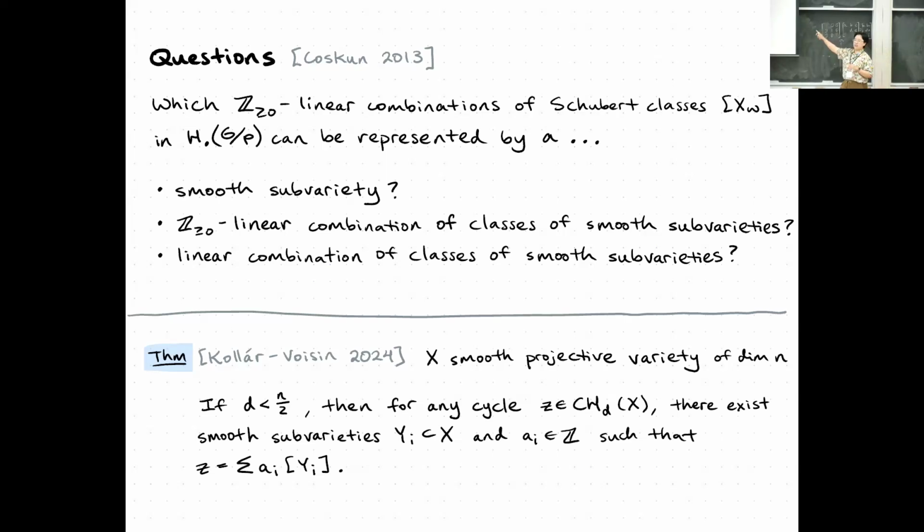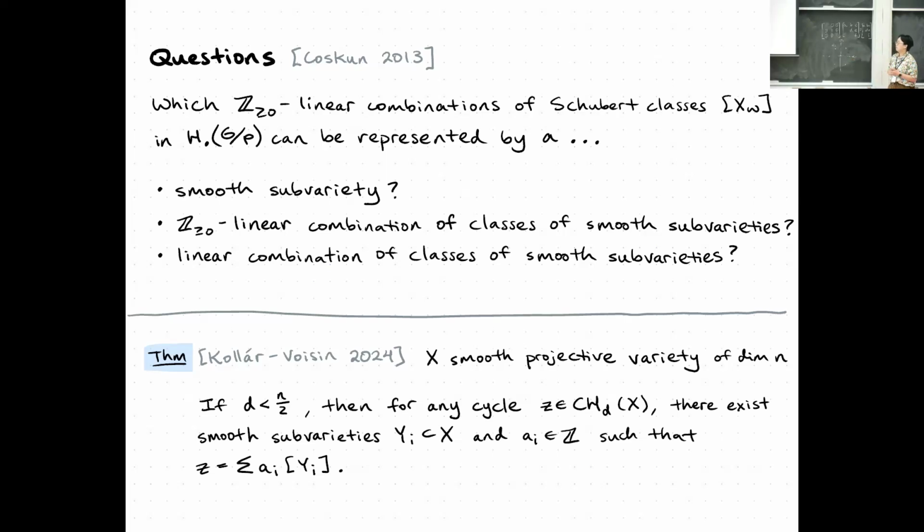Yeah, no, it's really like any smooth projector. You mean on X? Correct. Yeah. So, yeah, I guess so. This actually answers the more general question of which linear combination can be represented by a linear combination. So yeah, correct. Yeah, so I just wanted to highlight that related result.